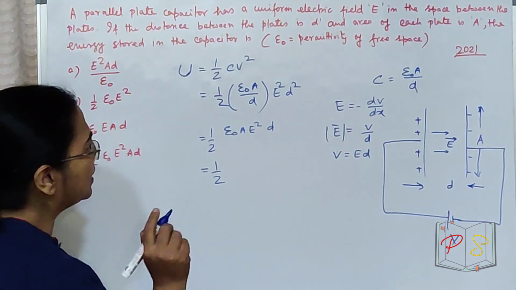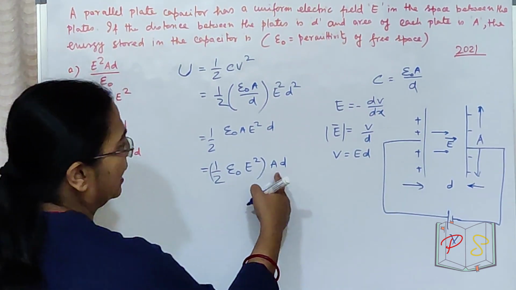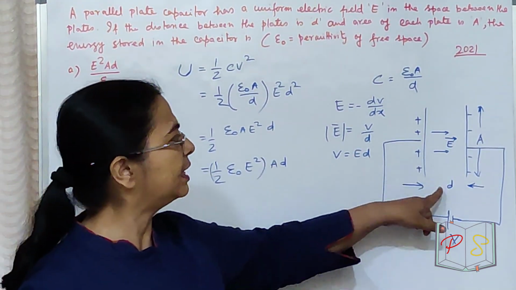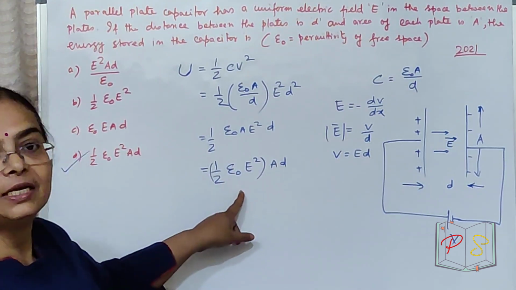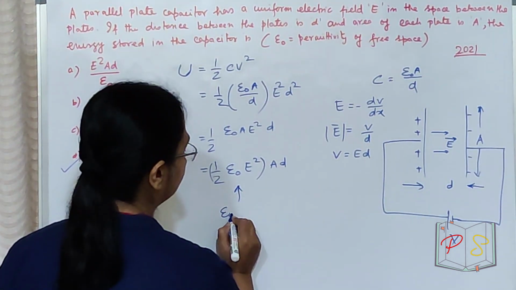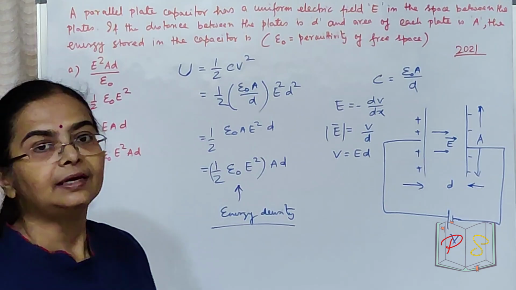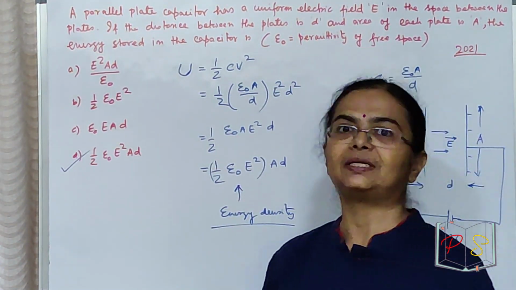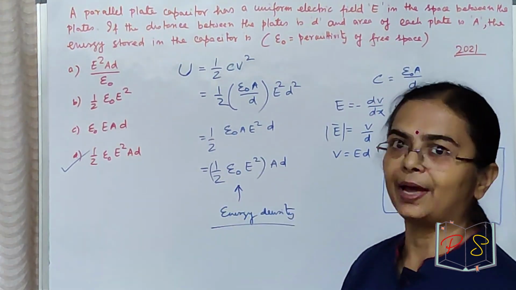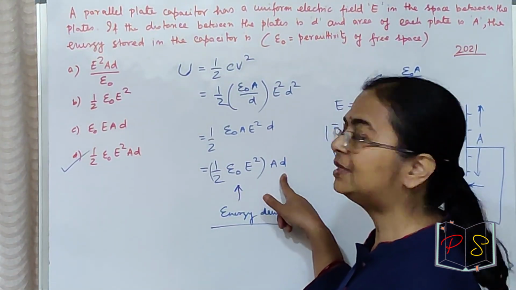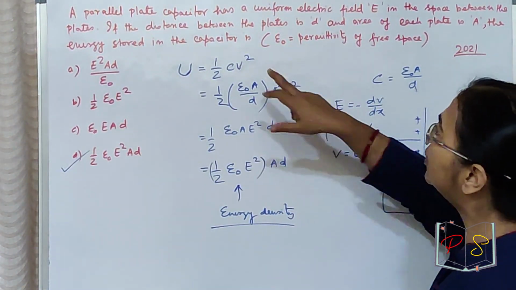Remember one thing. I am saying something extra. Half of epsilon naught E square, this part, into A into D. A into D is the volume of this area. Area into D, volume. This half epsilon naught E square is called energy density. Remember this, energy density. Many times you will get this expression. You need to remember the energy density expression, that is half epsilon naught E square. And when you multiply that with the volume of this capacitor, you get total energy. Energy density into volume, you will get total energy.